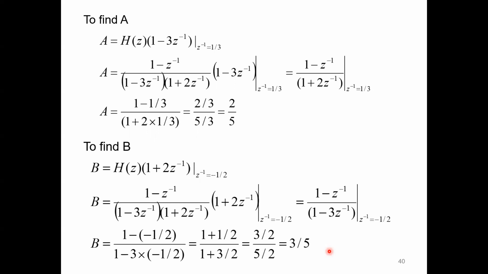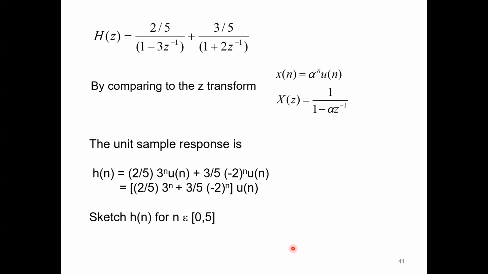Now we have the two coefficients, right? The first term 2 over 5, the second one is 3 over 5. Now you can write it like this. The rational polynomial, you have now broken into two partial fractions. They are both first order and very familiar terms in the z-transform table. So I think we are in a better position to do the inverse transformation now.